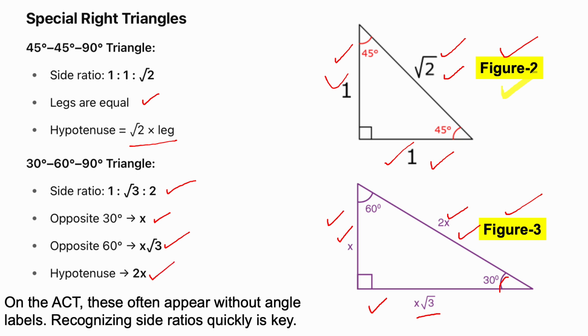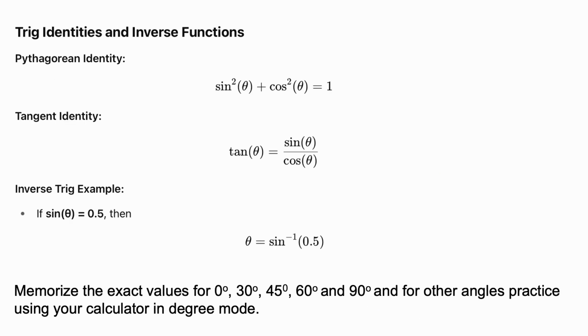These triangles often appear on the ACT without angle labels. So, recognizing these side ratios quickly can save time and help you solve problems faster.